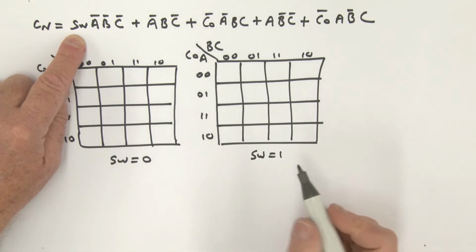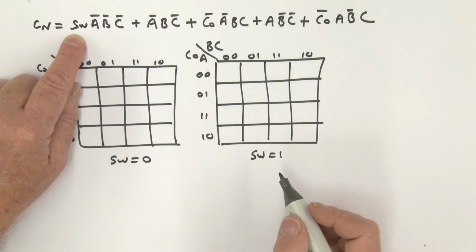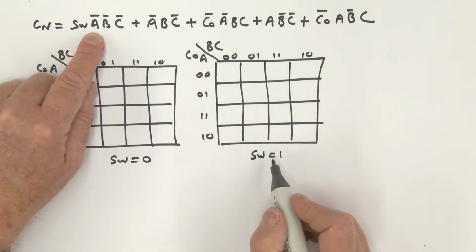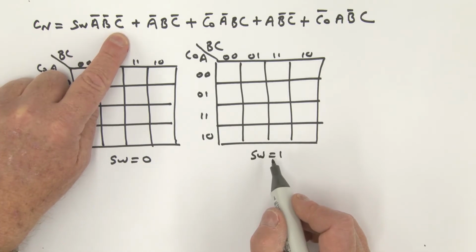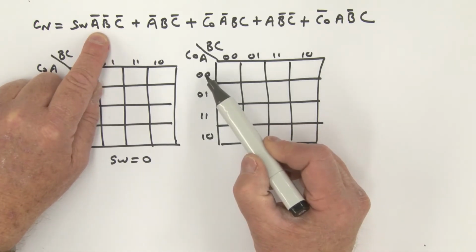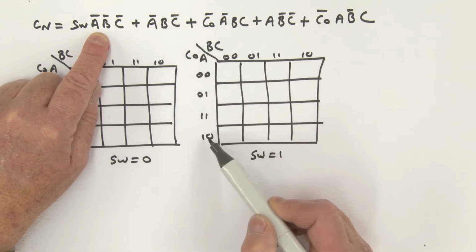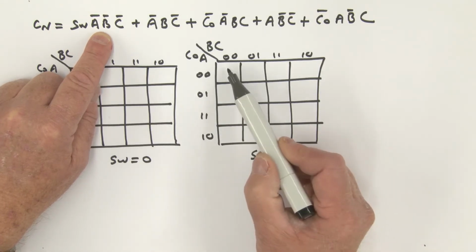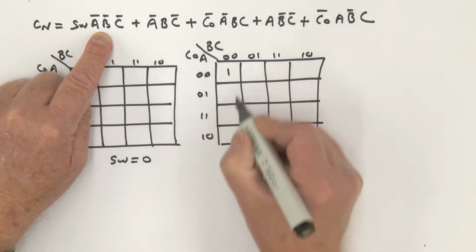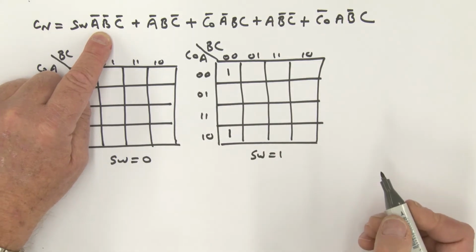Okay, first term over here, that's SW. So on the SW map, that's A bar, B bar, C bar. So there's A bar here and here, and then a B bar, C bar is here. So we've got a 1 sitting here and a 1 sitting here for that term.